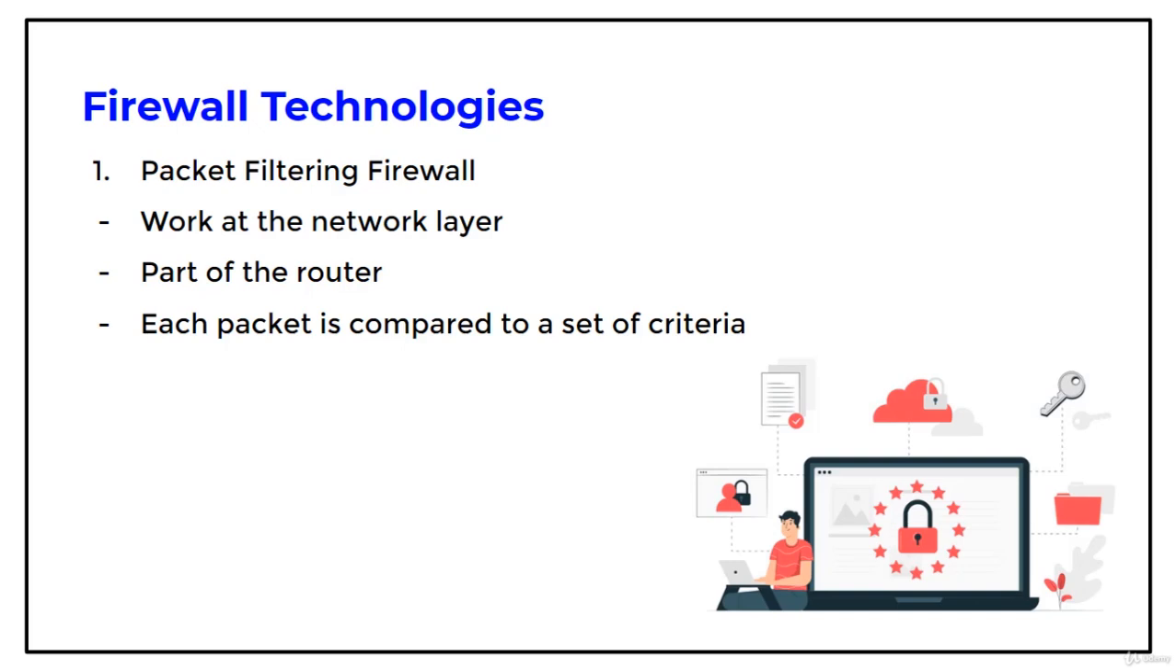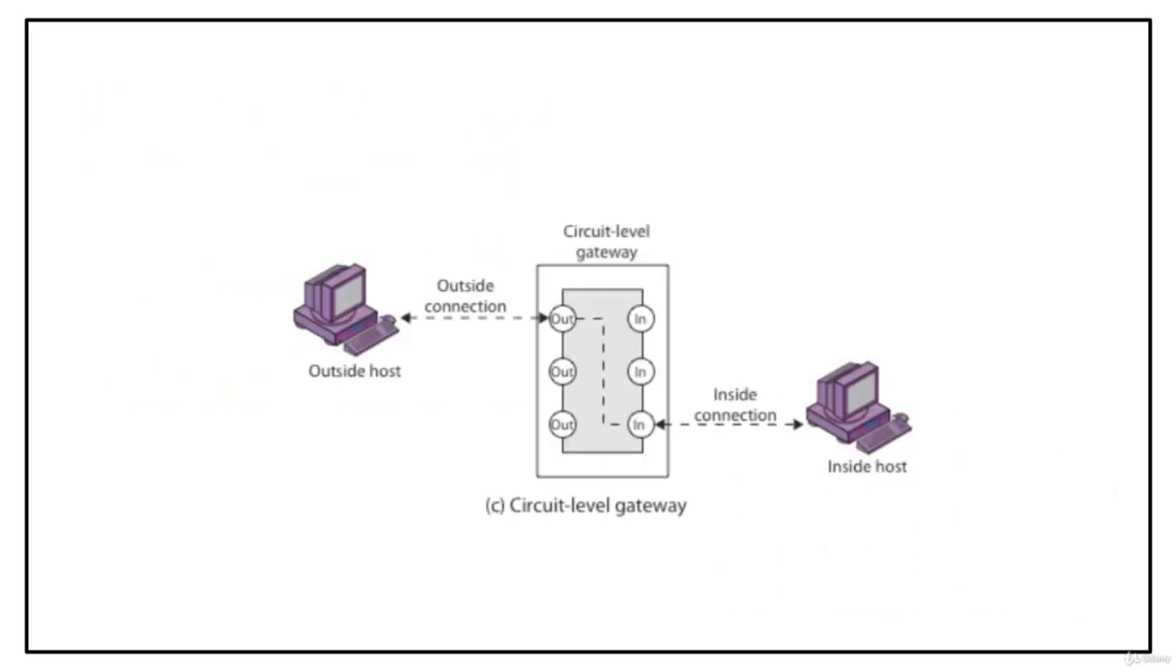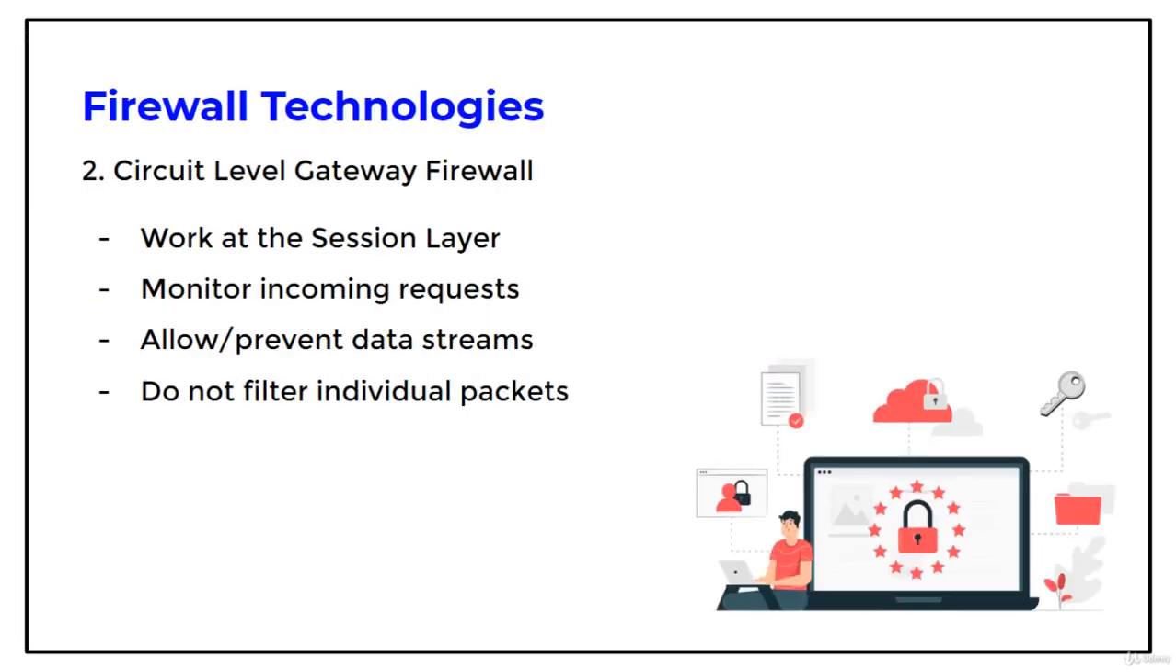Now, the second is the circuit level gateway firewall. Circuit level gateways work at the session layer of the OSI model. It is the advanced version of the application gateway. It acts as a virtual connection between the remote host and the internal users by creating a new connection between itself and the remote host. It also changes the source IP address in the packet and puts its own IP address in place of the source IP. This way, the IP addresses of the internal users are hidden and secured from the outside world.